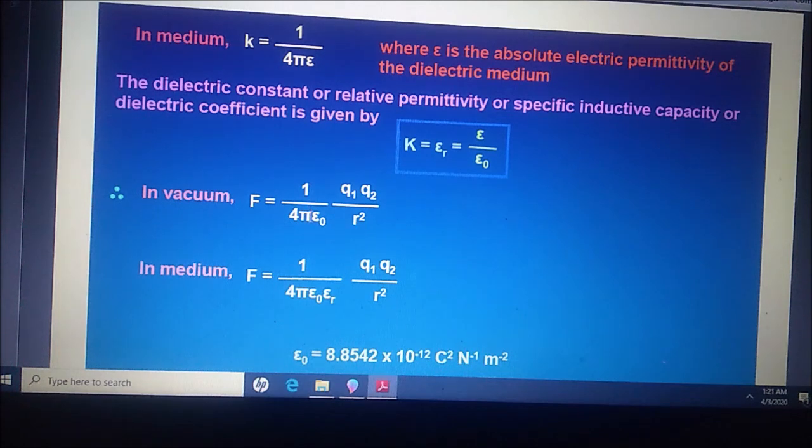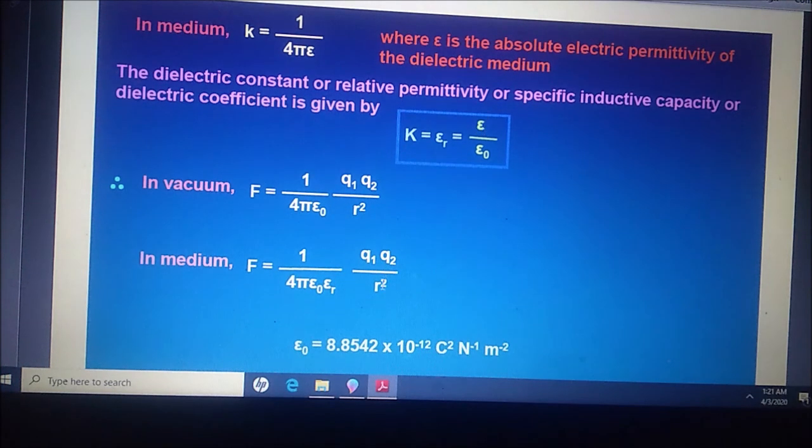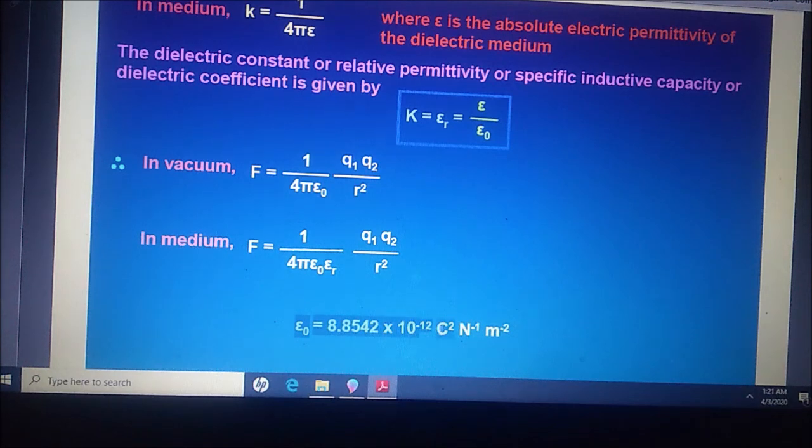In vacuum it is 1 upon 4 pi epsilon naught Q1 Q2 upon R square, while in a medium it becomes 1 upon 4 pi epsilon naught into epsilon r. This is important. This is the relative permittivity, given by this formula here. You can see K is equal to epsilon r. Epsilon r is the permittivity of that particular medium upon that of free space. So we are comparing these two quantities and we can find the value of K. The value of epsilon naught is 8.854 into 10 to the minus 12 coulomb square Newton minus 1 meter minus 2.